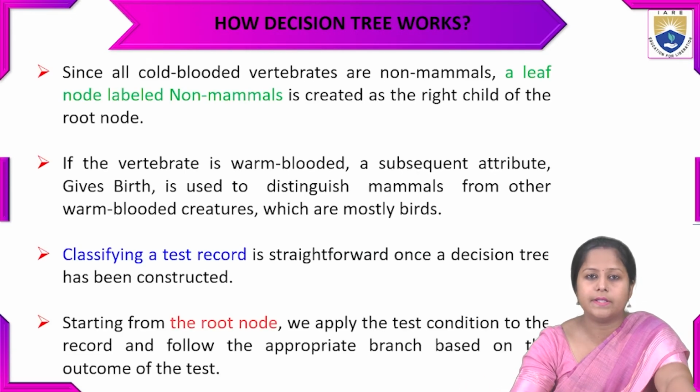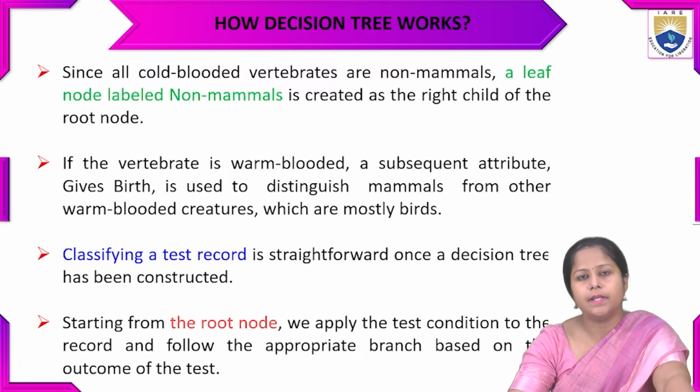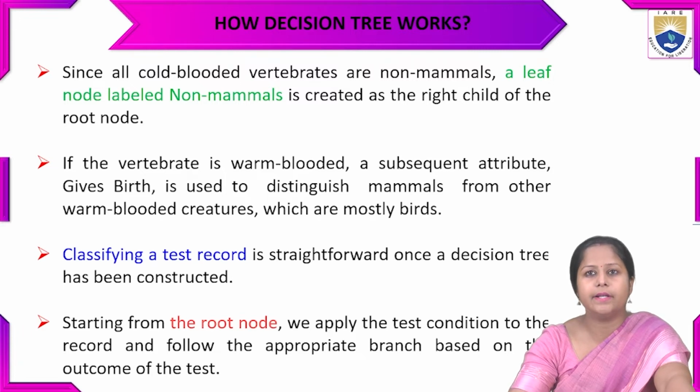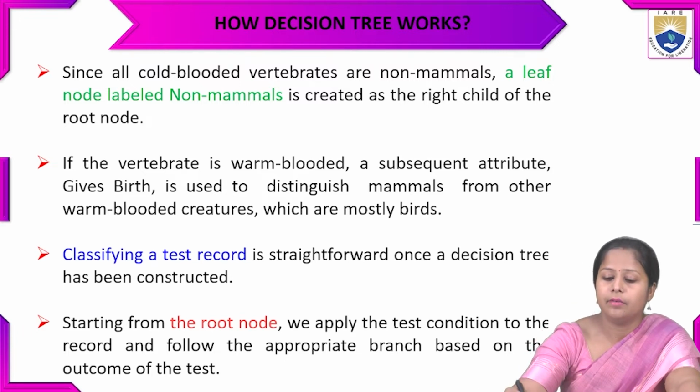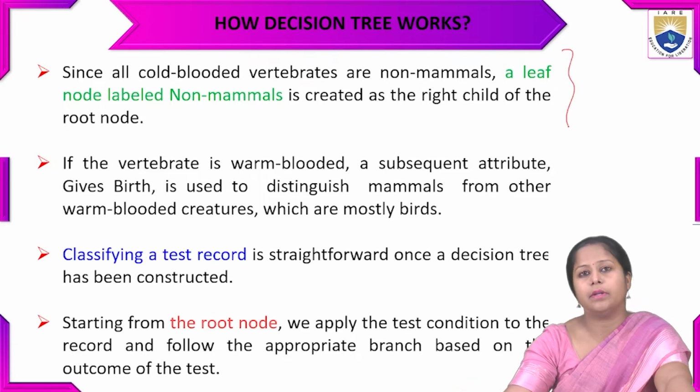So how is the decision tree going to work? Since we know all the cold-blooded vertebrate species are non-mammals, a leaf node labeled non-mammals is created on the right side of the root node. That was the terminal node for that.